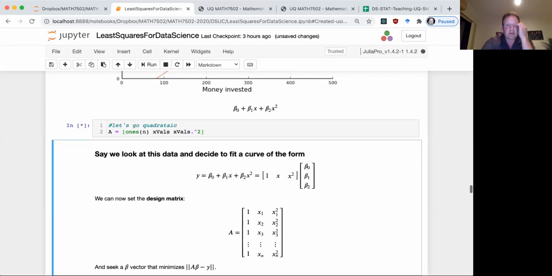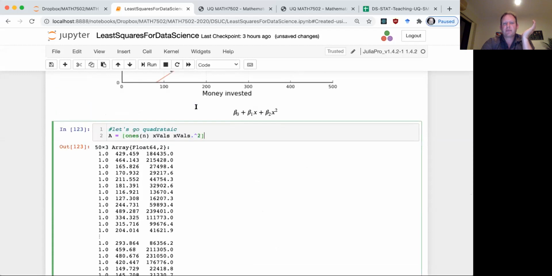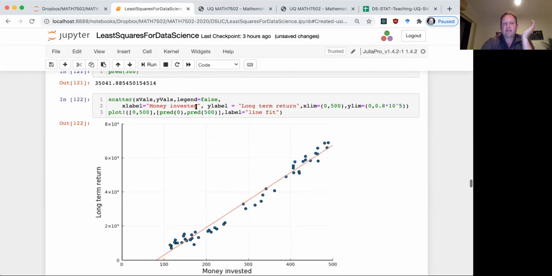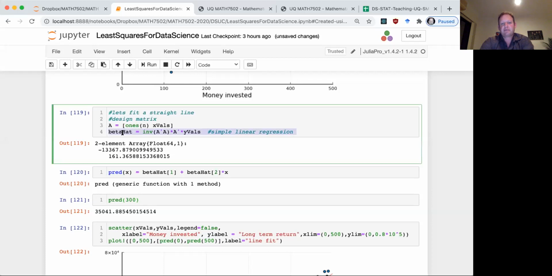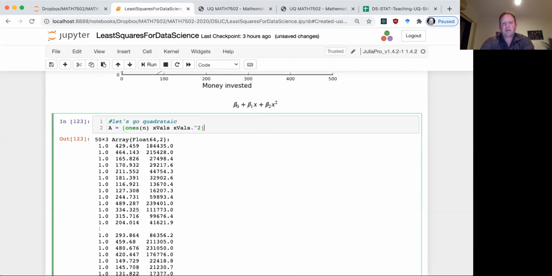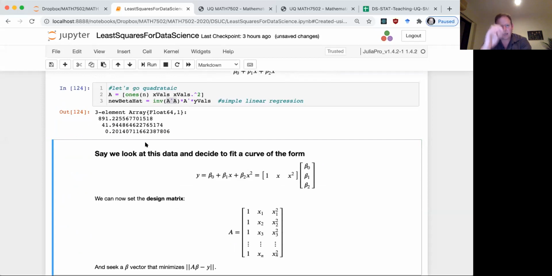Now let's look at this design matrix. You see, this is now the new design matrix. All right, so we have the x vals and the x vals squared. So now let's repeat our data fitting, and the code here will actually be the same. So the beta hat, let's call it new beta hat, is still this. Only now the gram matrix is not 2 by 2, but 3 by 3. So we've now got this new beta hat.